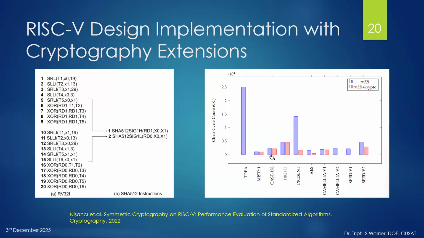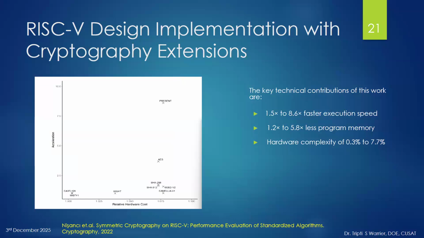On the right hand side is the result from the paper. All applications listed here are cryptographic applications, and the y-axis shows clock count. We see that the number of clock cycles required for a processor with RV32I only versus RV32 with cryptography is significantly less. The number of clocks is less. So now there is a performance improvement. That is what I am trying to show.